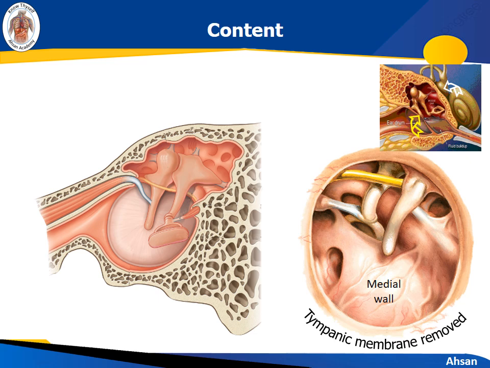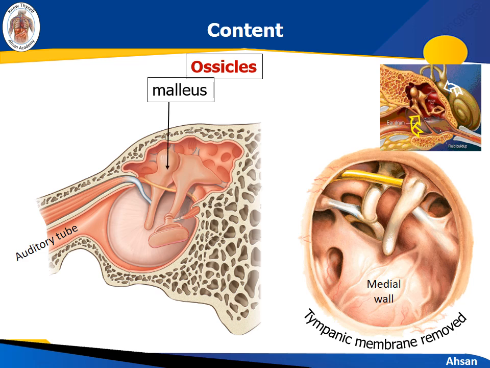So let us identify the contents present inside the middle ear in this figure. It contains the ossicles. Three ossicles are there. This is the malleus, so you can identify it in the right figure. This is the incus, and the last one is the stapes. So three ossicles are there.